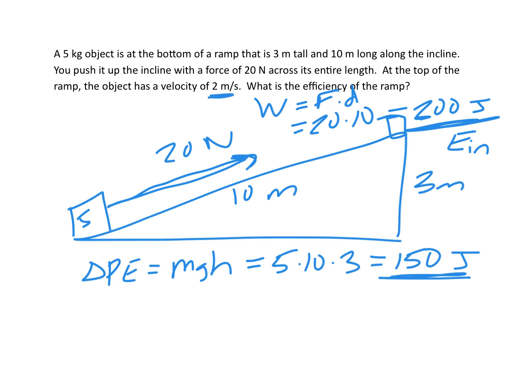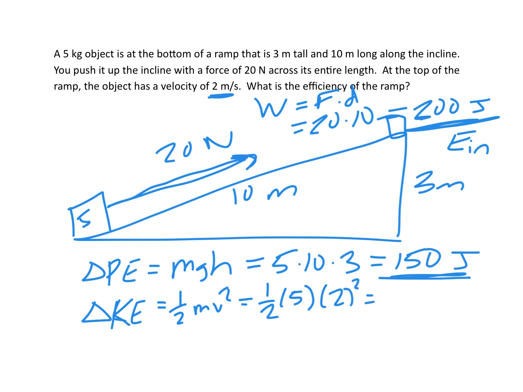It says at the top of the ramp, it's moving 2. At the bottom, it said it was at rest, so the change in kinetic energy then will just equal the new value of the kinetic energy because it started at 0. So 1/2 times 5 times 2 squared. So I get 10 when I do this. 4 times 5 is 20 times 1/2. So this is it. So the rest of it is wasted as heat.